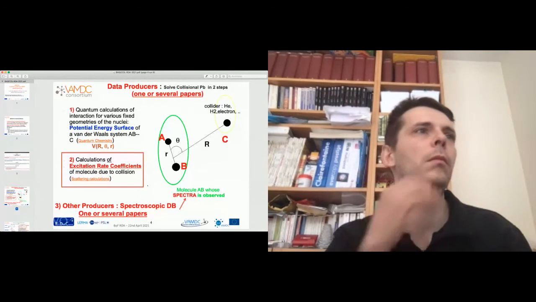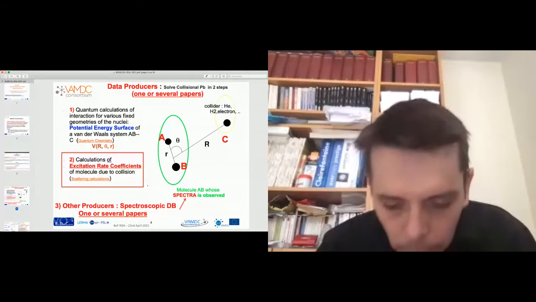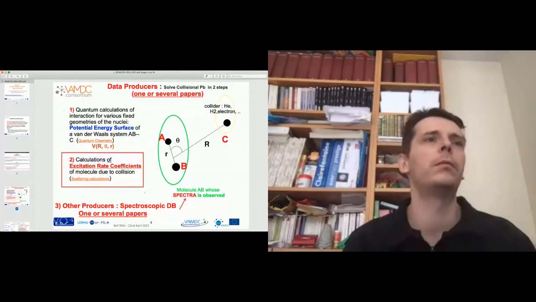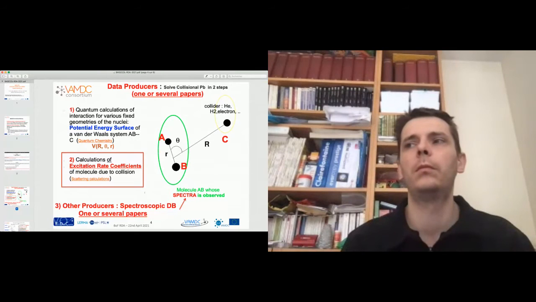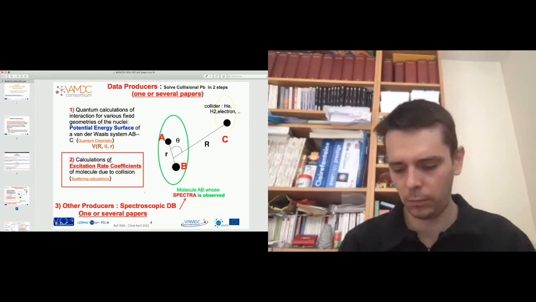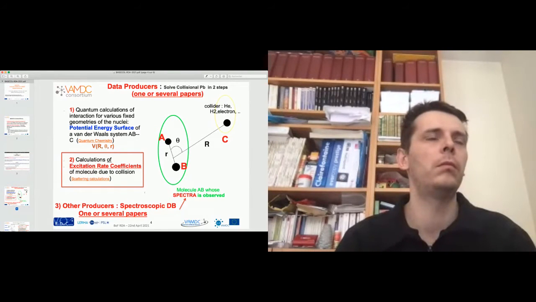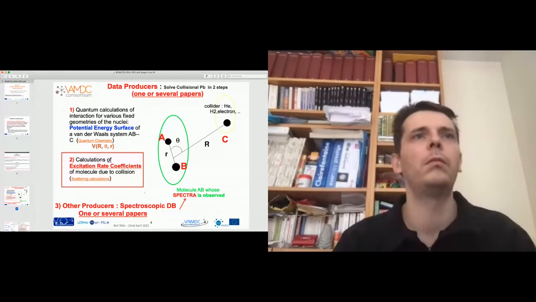So just for the context, it's a bit complex, but the data come from data producers, and those data producers produce the data in 2 steps. They first do what we call quantum calculation. So this is one community in quantum chemistry, and then they do what we call scattering calculation. That's another community. And they obtain what the astrophysical user is going to use in his data, which are the rate coefficients which we provide in the database.